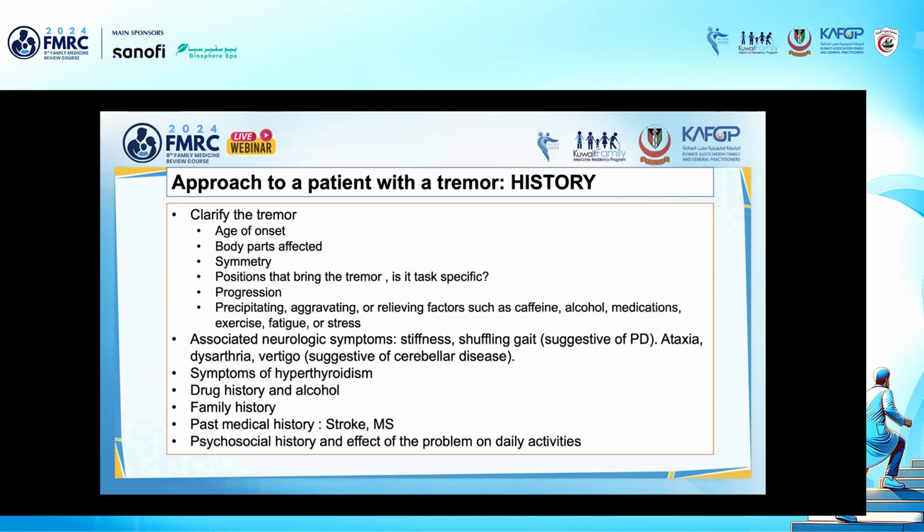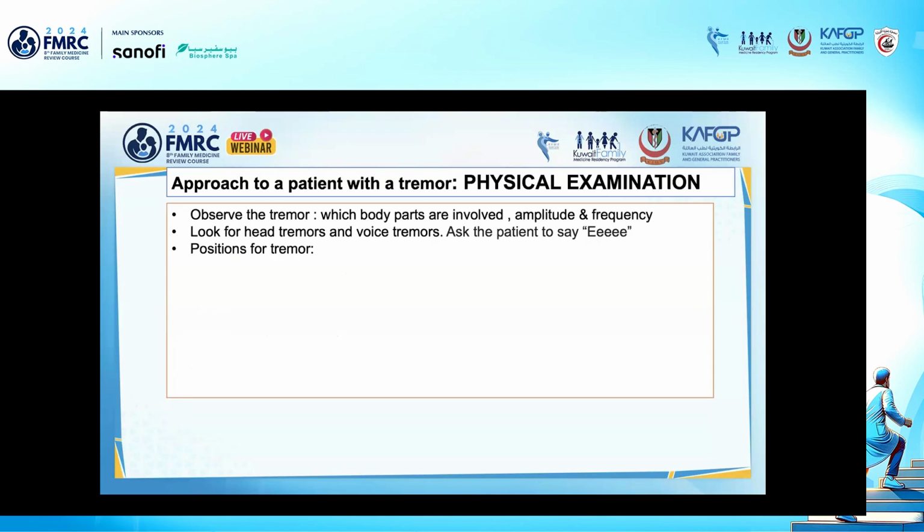And then you have to go to the drug history, alcohol, family history is very important, and past medical history: does the patient have stroke, multiple sclerosis? And of course, psychosocial history is very important. And how is this tremor affecting the daily activities?